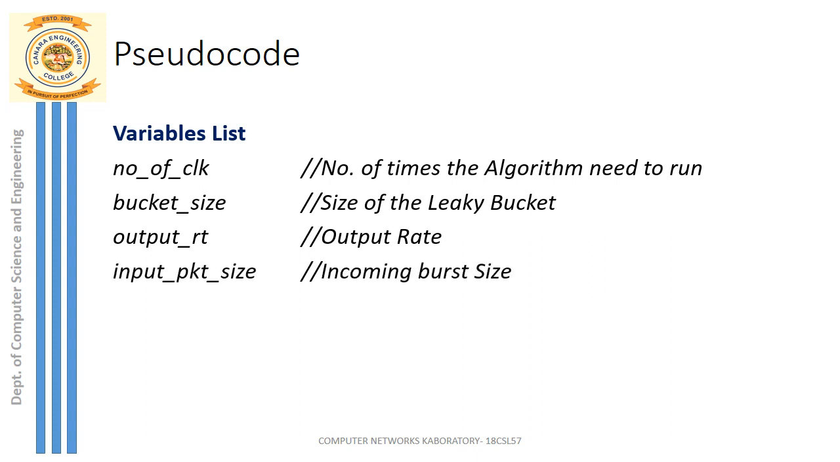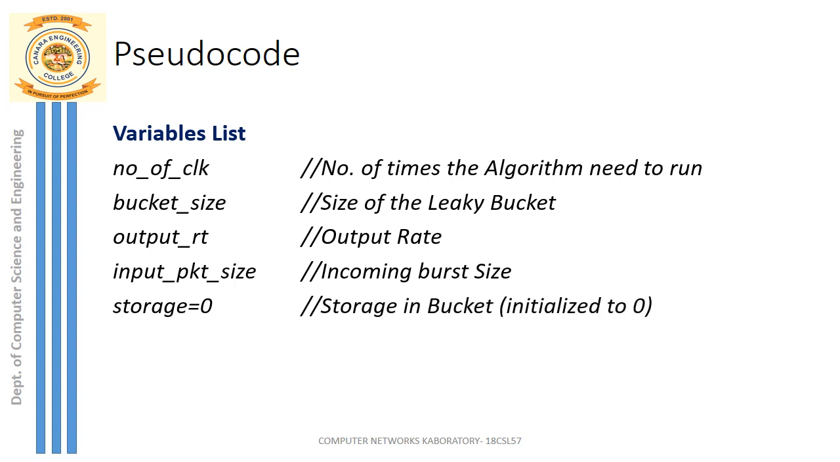And we have to consider the input packet size, that means the incoming burst size, which can be any number that we take randomly. That's a random number. Initially we have storage, that means the total number of packets left in the bucket. Initially it will be 0, and we have one more variable to track the size left in the bucket.